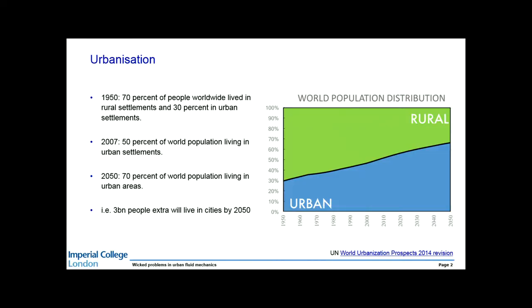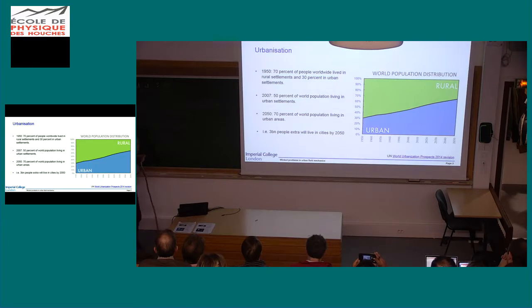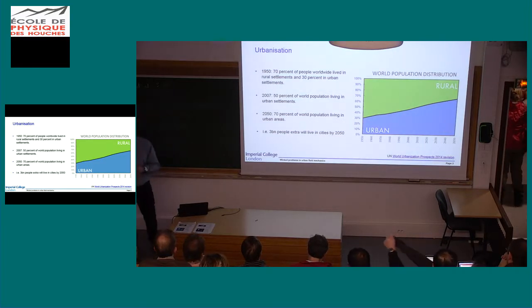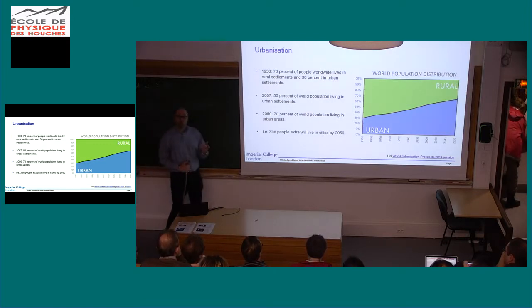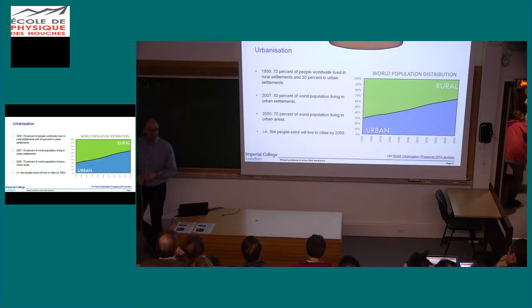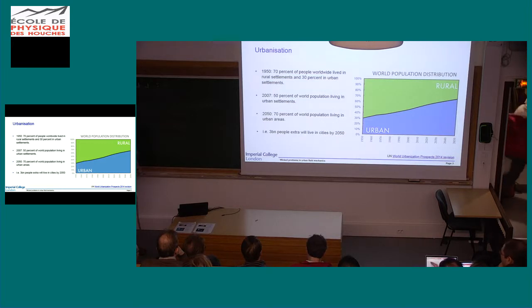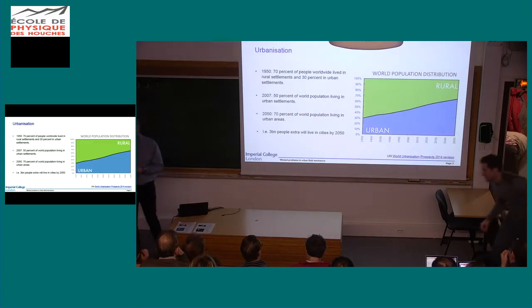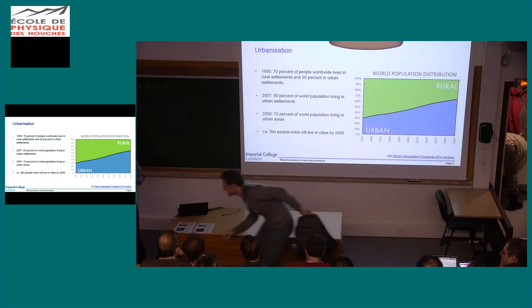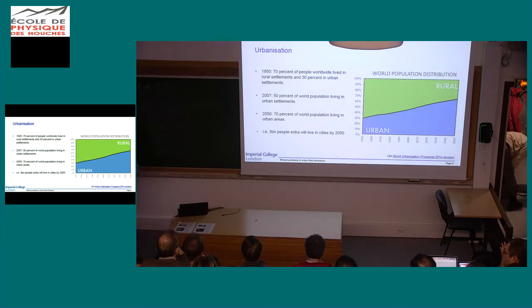So I'm sure everyone is familiar with this particular graph. About 10 years ago, we crossed the 50% threshold, where more people lived in urban areas than in rural areas, and the projections are that by 2050, 70% of the world population will be living in urban areas. So that means that in a little bit over 30 years, the projection is that there's 3 billion people extra living in cities.